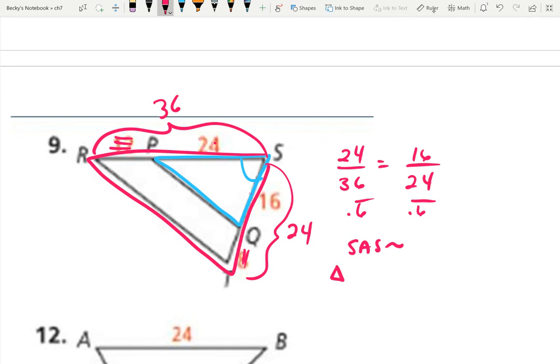So let's write our similarity statement. The first one could be in any order. So SRT is similar to SPQ.